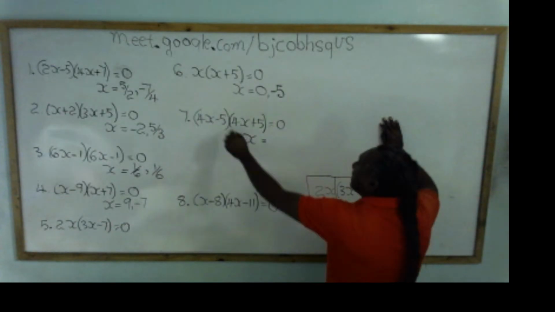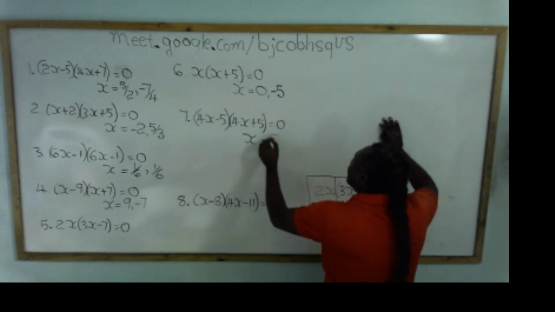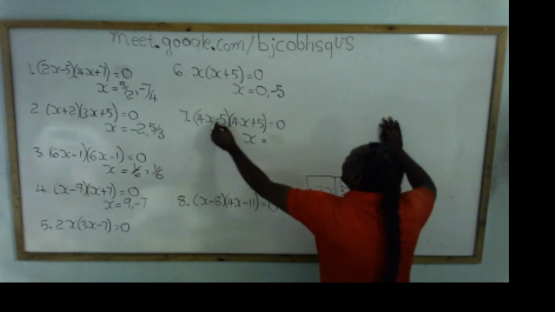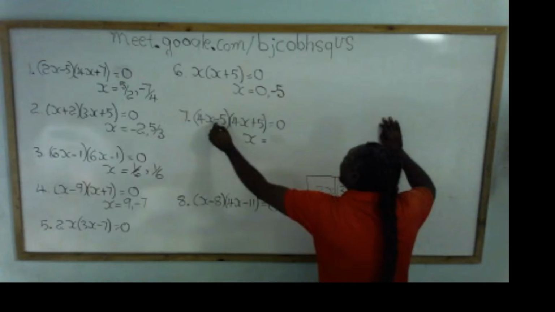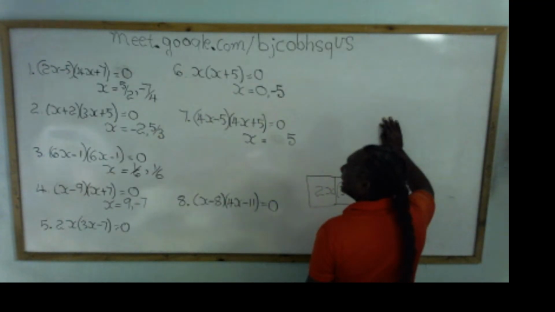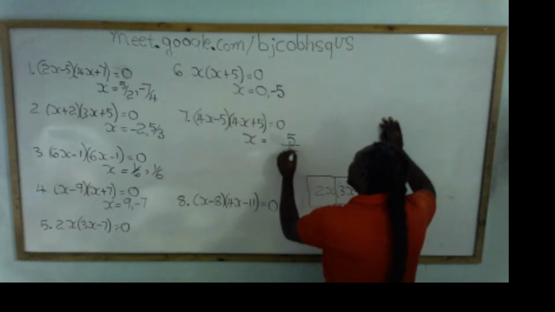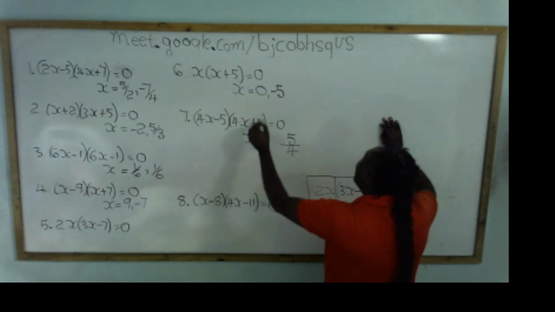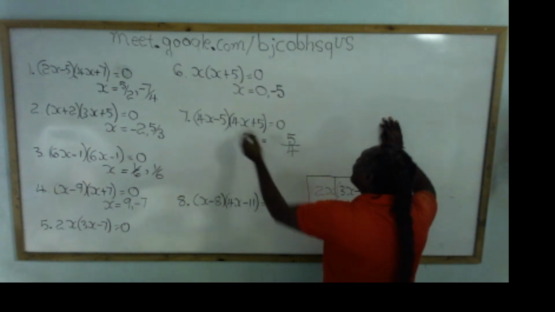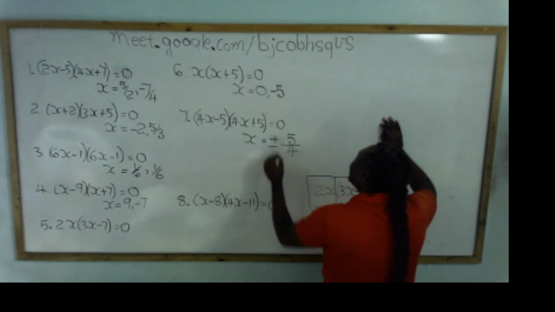We eliminate this 5 by addition, and then put it over some more. We eliminate this negative 5 here by addition, so we have a positive 5 there. And then we divide by 4. In the next case, we'll eliminate this 5 by subtraction, so we'll get a negative 5, and then we'll divide by 4. So this is positive or negative 5 over 4.